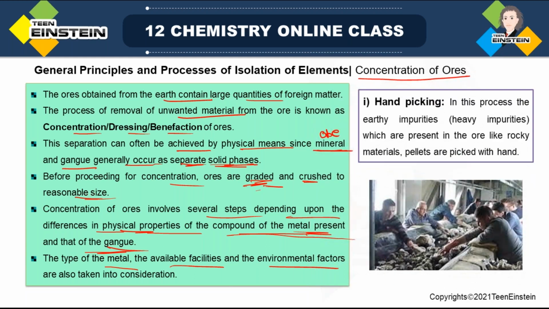So the first method under concentration of ore, number one, is the simplest method because it is hand picking. In this process, the impurities, that is the foreign part, will be removed by simply picking with hands. Obviously, as it is done manually, the impurities must be large in size and heavy, otherwise how will you do it manually. Only when the ore contains gangue or impurities which are very large in size or rocky in nature or pellets, which visually you can easily understand are not desired, hand picking is possible. So this is the first method of concentration of ores.